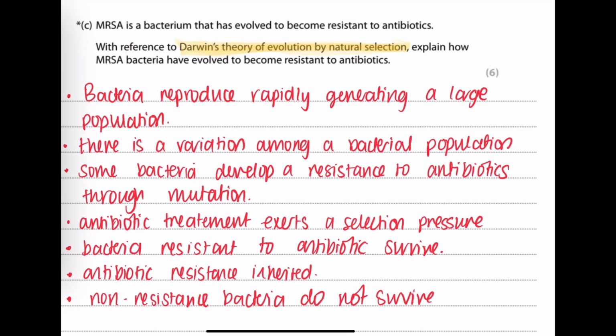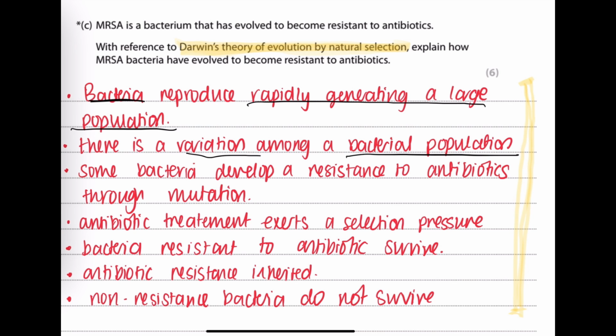So as soon as you see natural selection or evolution, these are the same 7 points that we're always going to use. So it's worth learning them. And then whenever you see it, you can just add it, of course changing the subject we're talking about. So first of all, we can say that bacteria reproduce rapidly, generating a large population. But then with every single generation, there are mutations that occur. So this causes a variation among the bacterial population.